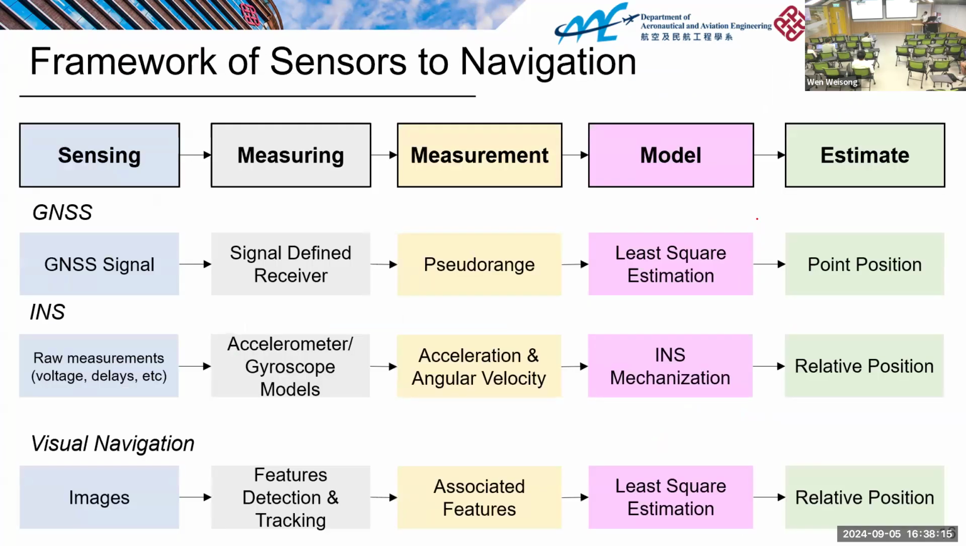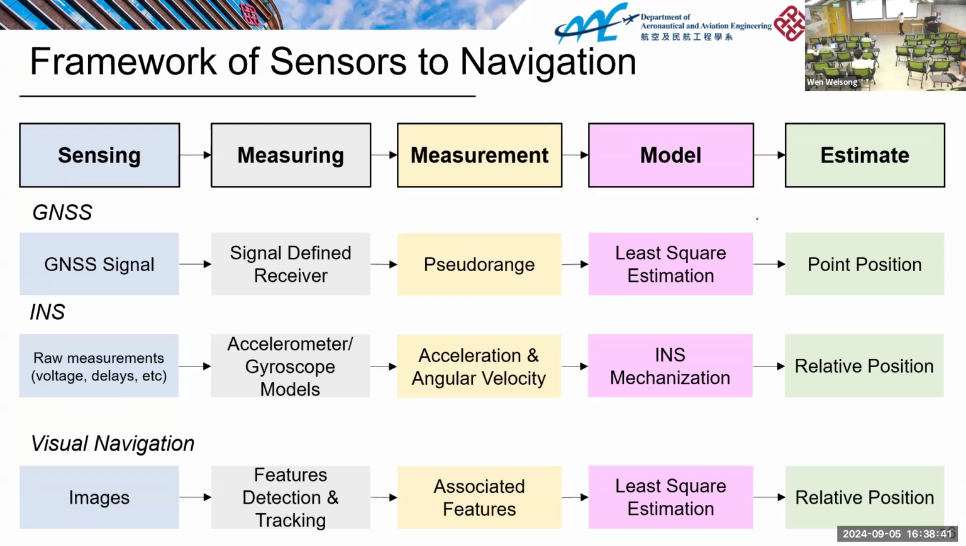This is the general figure showing the different sensors. On the previous page we mentioned point positioning and also dead reckoning. Based on the information of two timestamps, we can do dead reckoning. Let's look at the framework from sensors to navigation. The first part is sensing, which means we collect the data, for example, from smartphones or GPS.